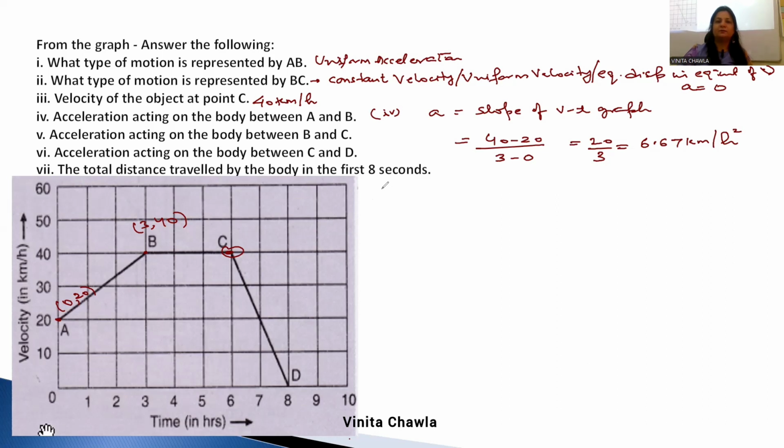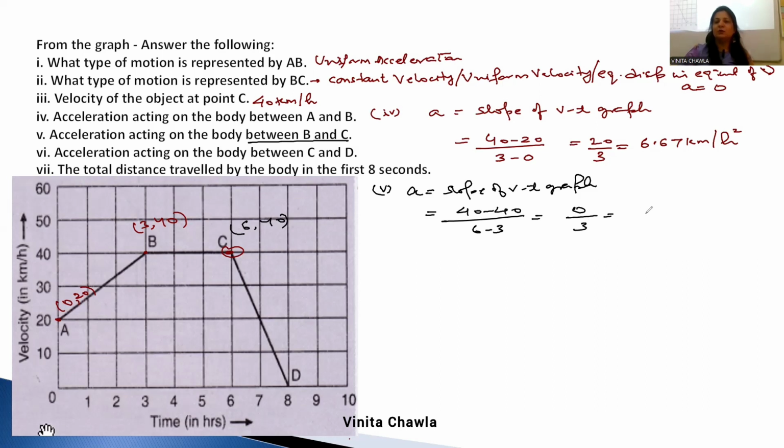Fifth part. Acceleration acting on the body between B and C. So it is clear that it is moving with constant velocity, so acceleration is 0, but we have to prove it mathematically. So find the coordinates of this point first. It's 6, 40. So acceleration is the slope of the VT graph. It's 40 minus 40 upon 6 minus 3. 0 upon 3. Answer is 0.